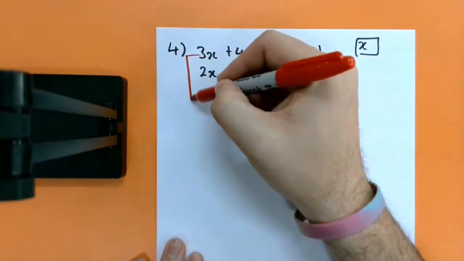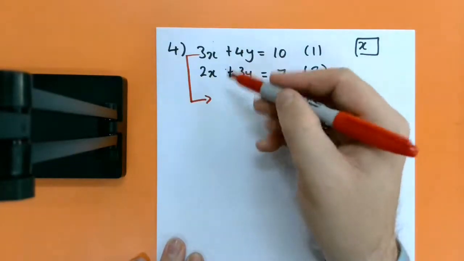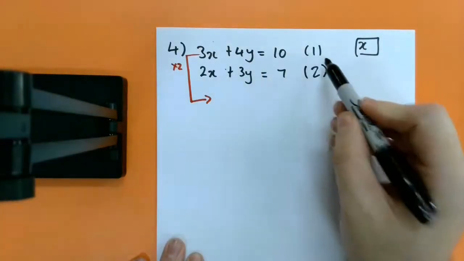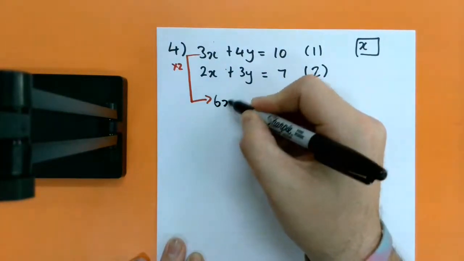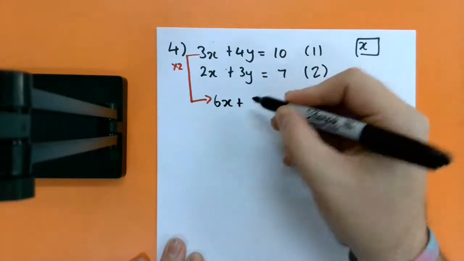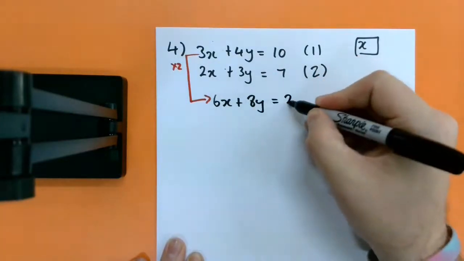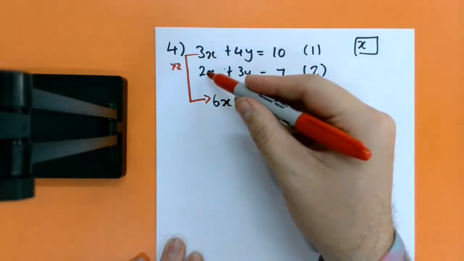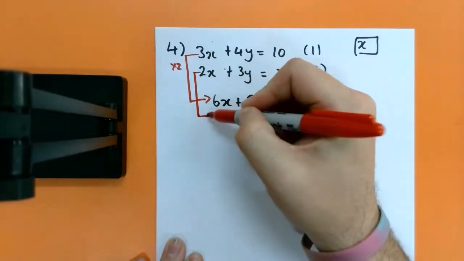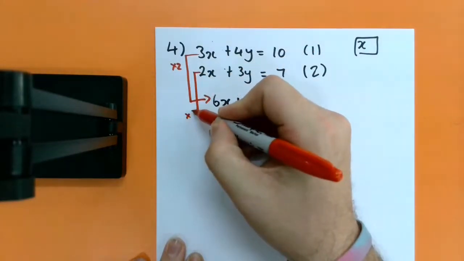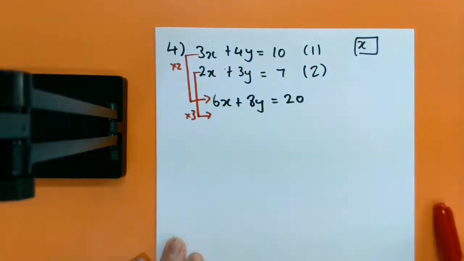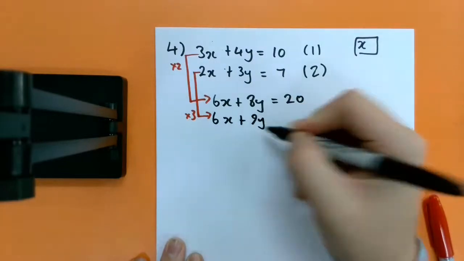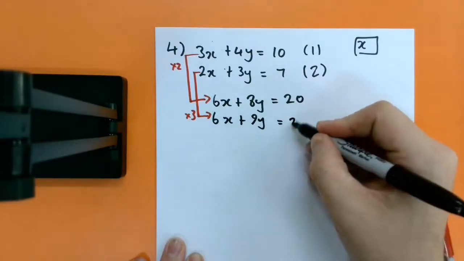So firstly, we're going to bring this down here, and we're going to multiply the first one by 2. So the first equation, everything is multiplied by 2. That becomes 6x plus 8y is equal to 20. Then we want to end up with the 6 in front of this x, so we now multiply the second equation by 3, which is the coefficient of the other equation. So now we end up with 6x plus 9y is equal to 7 times 3, which is 21.